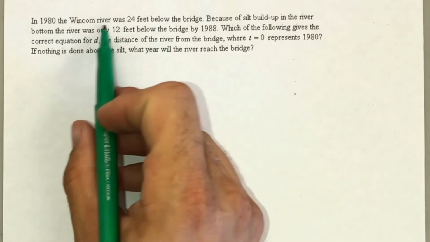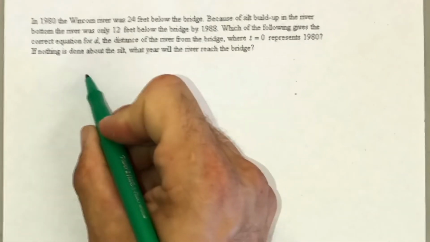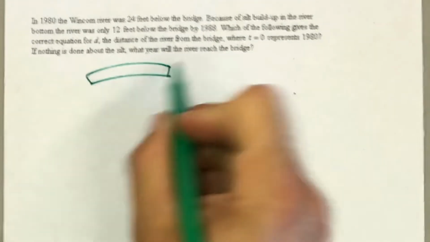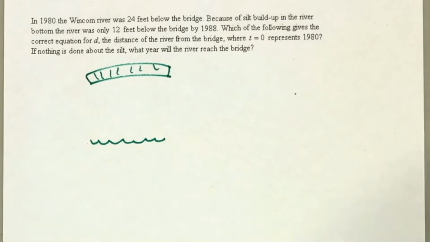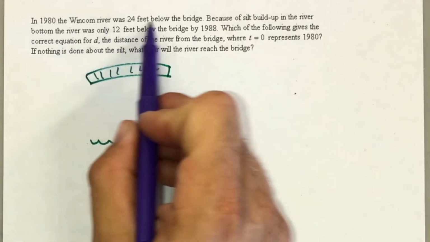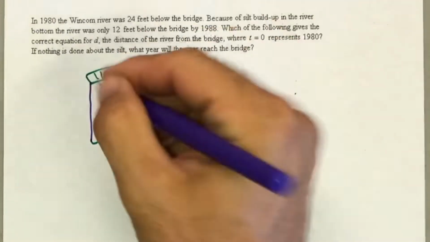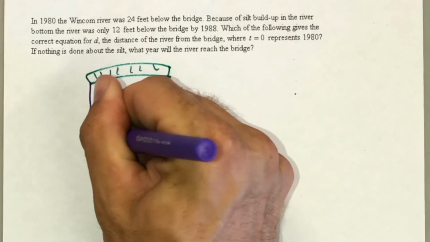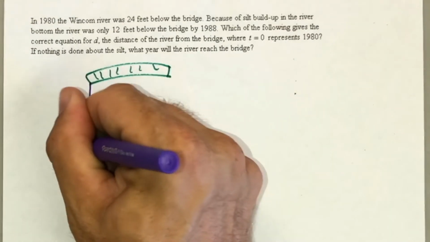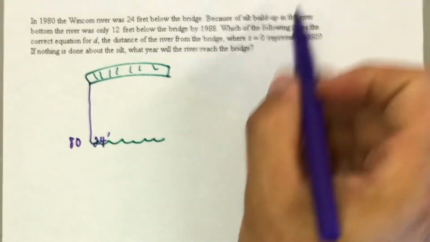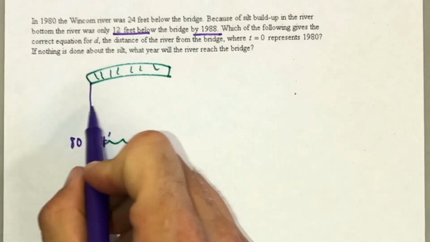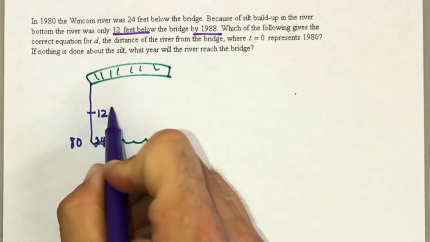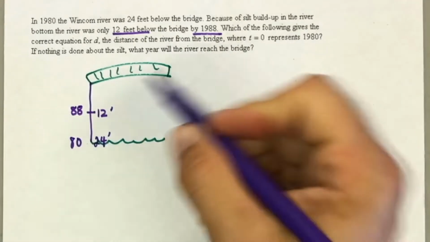This one, they're talking about a river and a bridge. So I think it helps to just make a little diagram, even if it's a simple diagram of a bridge and a river, and then kind of looking, okay, in 80, the river was 24 feet below. So give yourself a visual of this being 24 feet below in year 80. And then it continues on to say that the river is 12 feet below in 88. So about halfway in 88, it's about halfway up to the bridge.